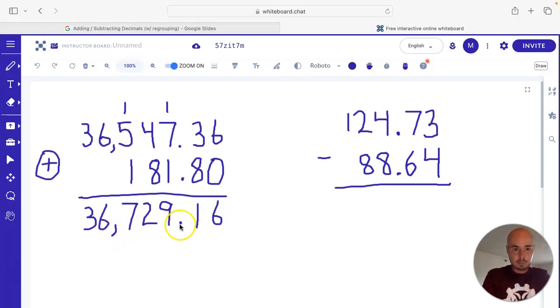We already dropped our decimal down, so that tells us the answer is 36,729 and 16 hundredths with a TH. Now let's move over to the subtraction problem, which I'm going to circle and drop my decimal, just as the steps told me to. Alright, so if you remember what I said, we start with the lowest place value. When we're using decimal points, it's going to be over here in the hundredths.